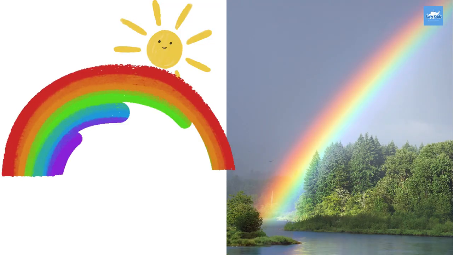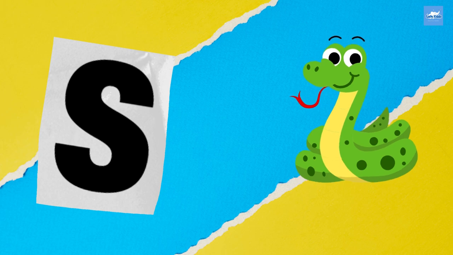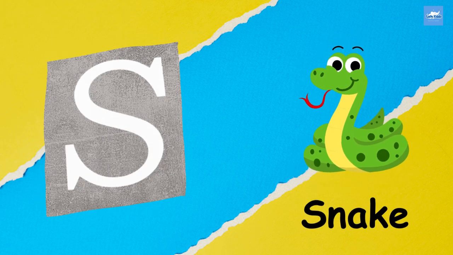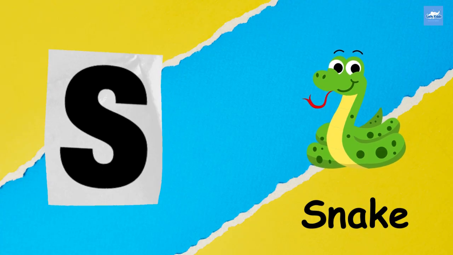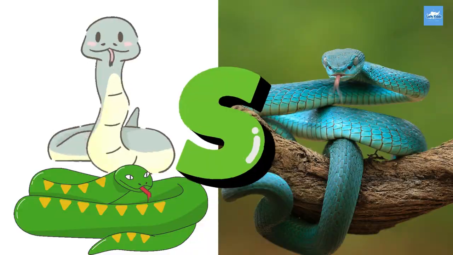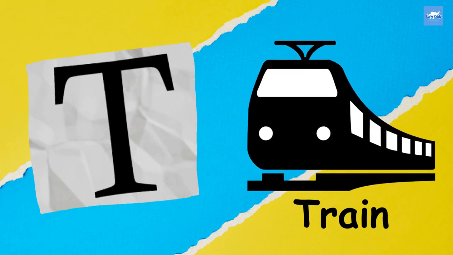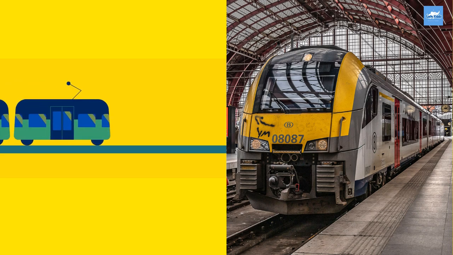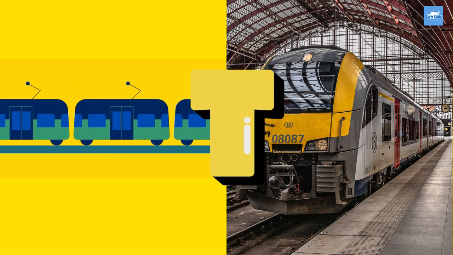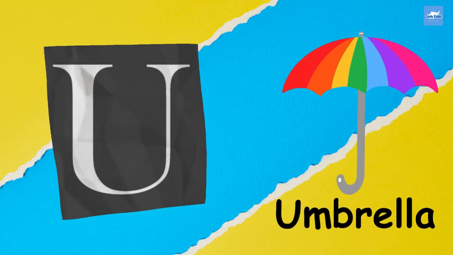Rainbow. R. Rainbow. S is for snake. Snake. S. Snake. T is for train. Train. T. Train. U is for umbrella.